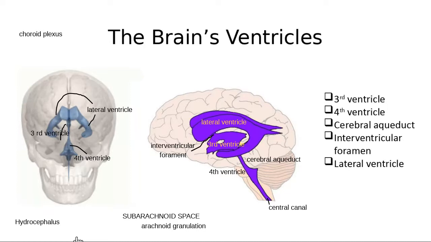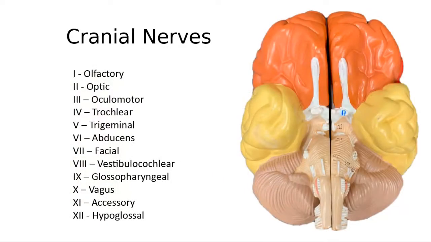All right. Well, we've talked about the fluid-filled spaces. We've talked about the ventricles. We are now going to go to the outside of the brain, and we are going to talk about what are called the cranial nerves. The cranial nerves.